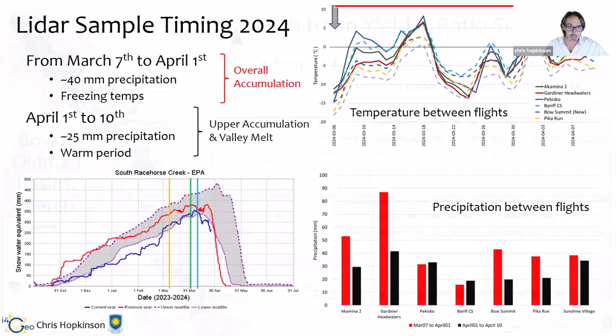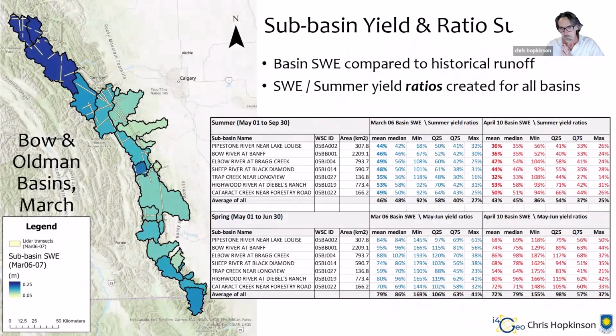Very, very dynamic environment. Nonetheless, if we take the data as being representative of, first of all, March and then April, if we take those as our two time periods of interest, we can aggregate the depth, density, and snow water equivalent at the drainage basin scale or at the sub-basin scale, and then we can relate that to historical runoff or hydrograph data.